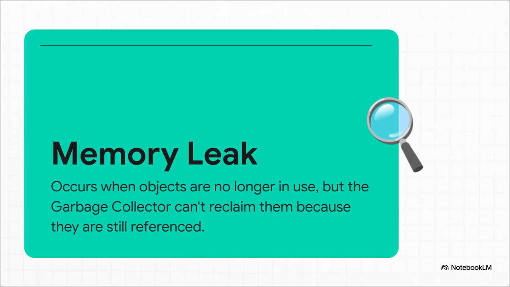But what happens when that system breaks down? You get a memory leak. This is when your application accidentally holds onto an object it's never going to use again. The garbage collector sees that your code is still pointing to it, so it thinks it's important and leaves it alone. It's like you're holding onto an empty coffee cup forever. Eventually, you just run out of hands to hold anything else.